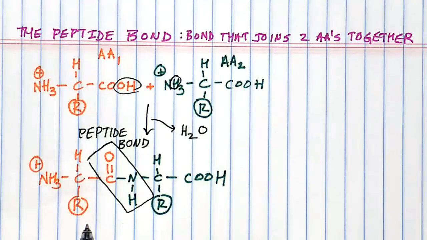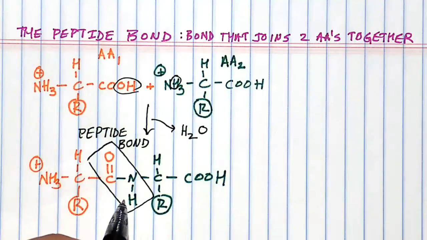So it's important to realize that this is just a one-dimensional flat piece of paper depiction of the peptide bond. Amino acids have a three-dimensional structure, and that's something we'll talk about later on in the course. So just looking at it one-dimensionally, this is the peptide bond. All right. Amino acid 1 is in orange, amino acid 2 is in green.